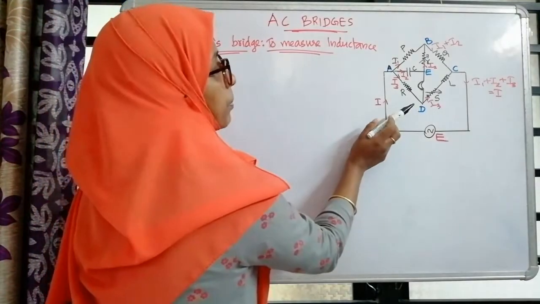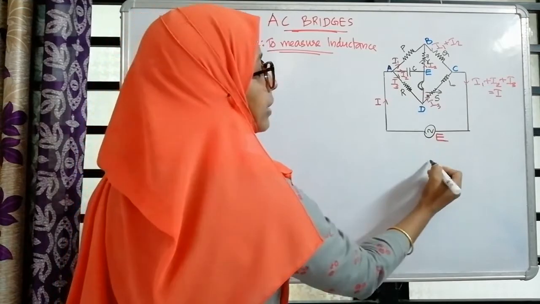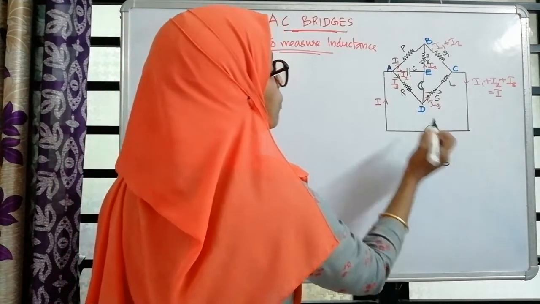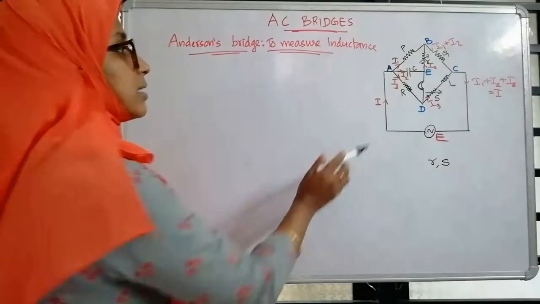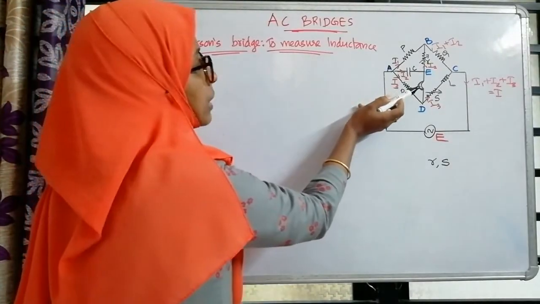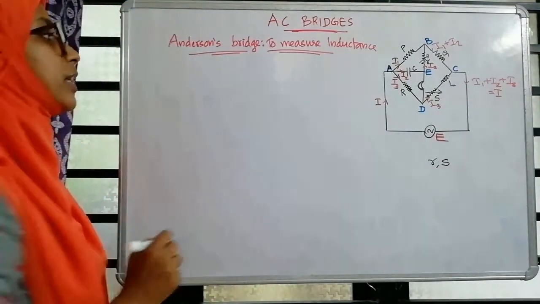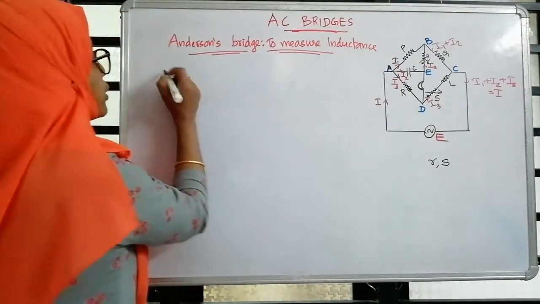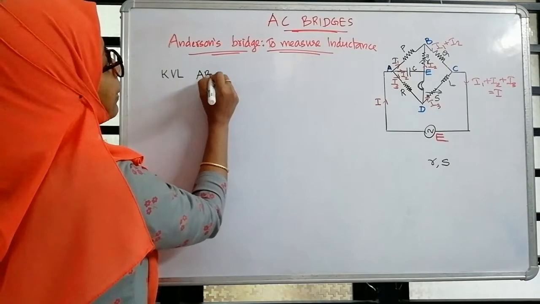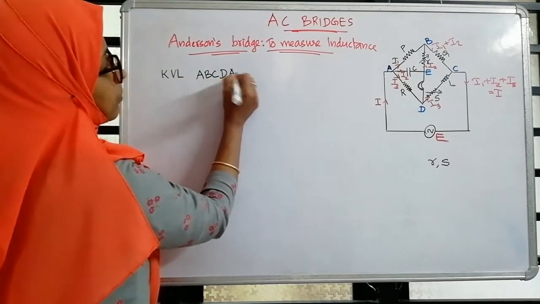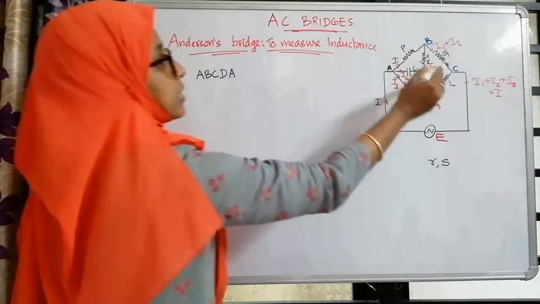One more thing to remember is that the balancing condition can be obtained by varying the resistances R and S, which are already variable resistances in this bridge. So the balancing condition is obtained across the detector by varying R and S. Now apply the Kirchhoff voltage law to loop A, B, C, D, A.